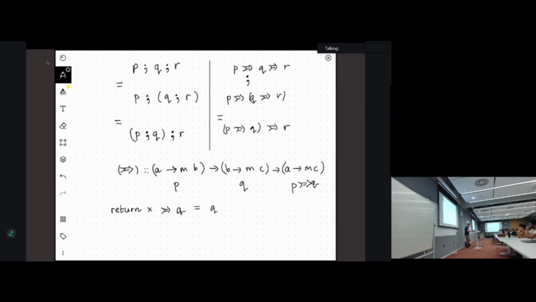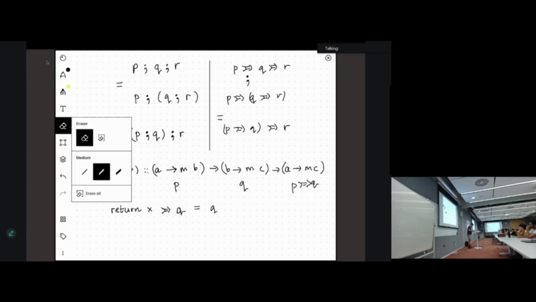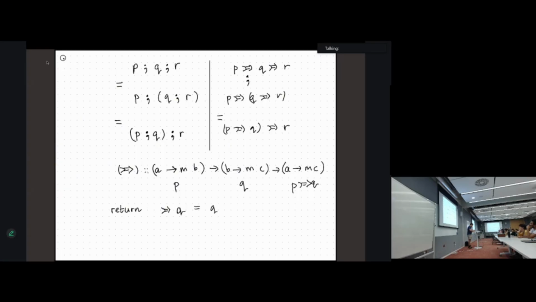Sorry, that is actually wrong. Oh no, I haven't got a razor on this pen. Sorry, that was wrong. So that's correct. So if we do the program that returns followed by Q, it should be Q, and then vice versa, if we do P bind return, that should be P.